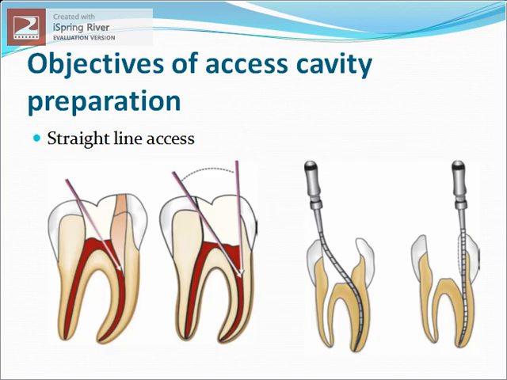Objectives of access cavity preparation. One of the important objectives of access cavity preparation is to achieve the straight line access, and this objective can be achieved by the removal of any tooth structure that may interfere with the insertion of the endodontic instruments and the obturation materials. The endodontic instruments and the obturation materials should be able to pass into the canal without touching any of the walls of the access cavity, as shown in the attached pictures.